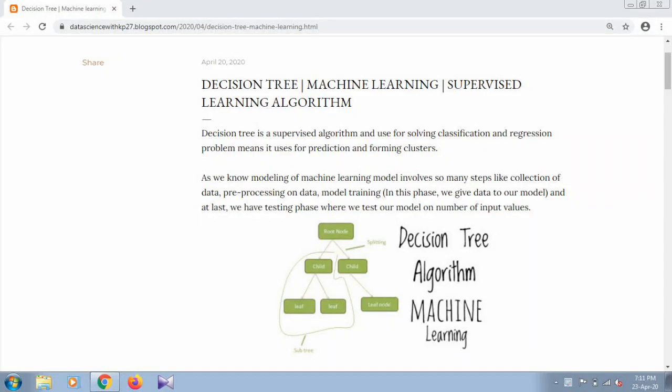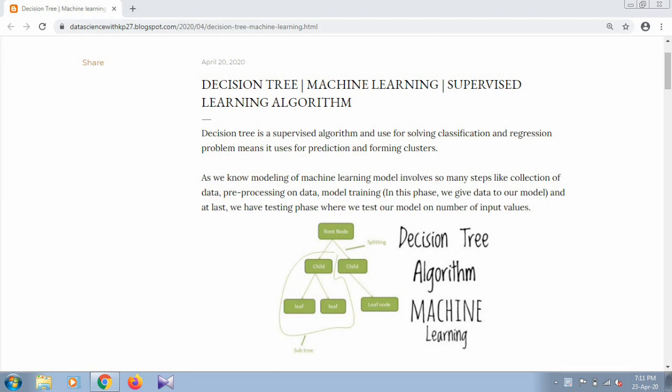Hello and welcome. In this video, we are going to have some understanding about the decision tree algorithm. So we will discuss three things in this video. That is, first is what is decision tree, how it works, and the last one is terminologies which are related to the decision tree algorithm. So now let's get started.